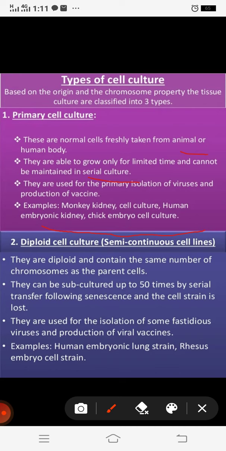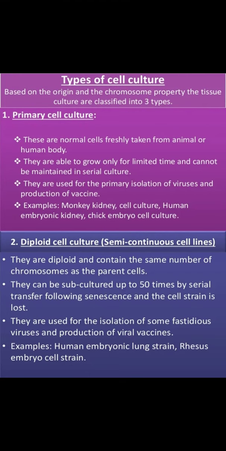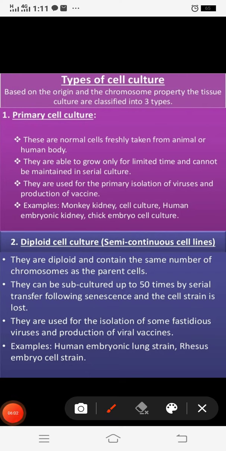Second is diploid cell culture, which are semi-continuous cell lines. They are diploid and contain the same number of chromosomes as their parent cell. They can be subcultured up to 50 times by serial transfer, following which senescence occurs and the cell strain is lost. They are used for the isolation of some fastidious viruses and production of viral vaccines.